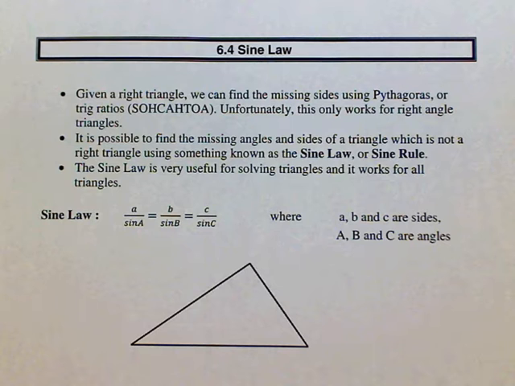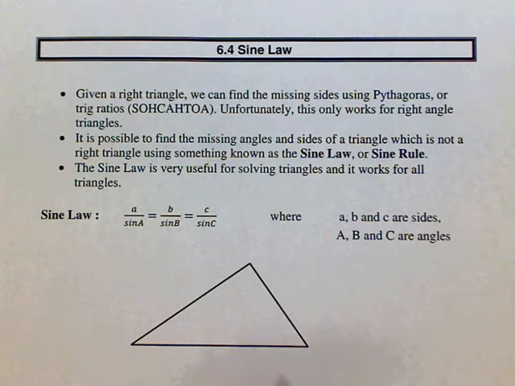6.4. The sine law. Given a right angle triangle, we can find the missing sides using Pythagoras or trig ratios, SOHCAHTOA. Unfortunately, this only works for right angle triangles. It is possible to find the missing angles and sides of a triangle, which is not a right angle, using something known as the sine law or the sine rule. The sine law is very useful for solving triangles, and it works for all of them.